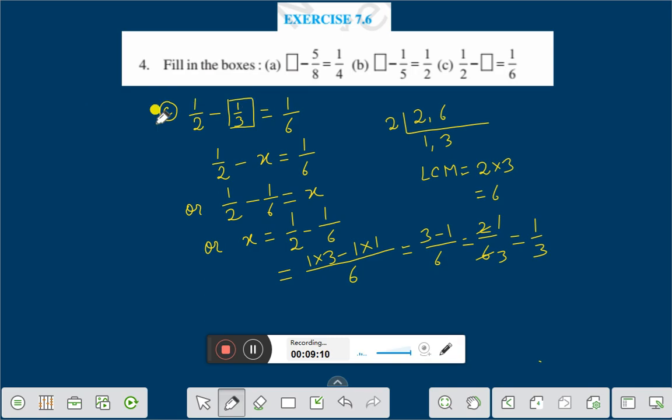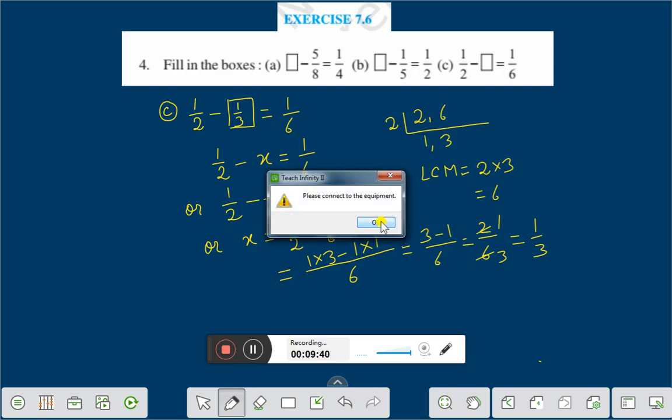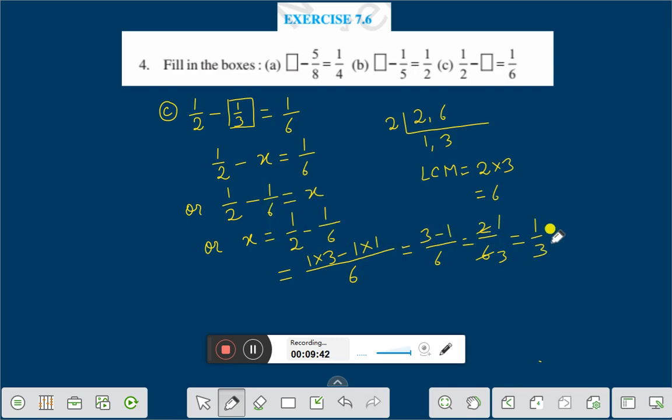What we have done is, see, 1 by 2 minus dash is equal to 1 by 6. Let's take dash as x. Therefore 1 by 2 minus x is equal to 1 by 6. And we take 1 by 6 on the left side, therefore the plus sign will change into minus sign. And minus x on the right side will change into plus x. So x is equal to 1 by 2 minus 1 by 6. We take the LCM of 2 and 6, that is 6. If we divide 6 by 2, that is 3, that is 1 into 3. Minus, divide 6 by 6, that is 1, 1 into 1. That is 3 minus 1, that is 2 by 6. And we got 1 by 3. This is the solution of question number C.